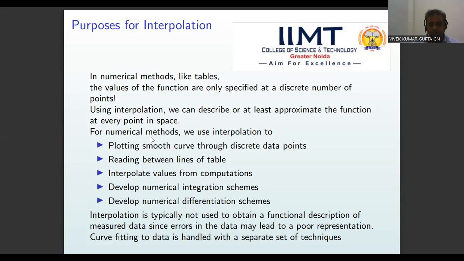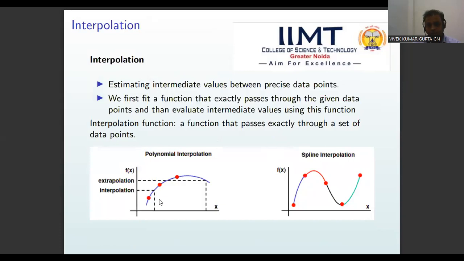So that is the purpose of interpolation in numerical methods. We can use interpolation to plot a smooth curve through the given discrete data points. Here we can see that in the interval there are 3 points given, represented by the red dots, and we have approximated a polynomial curve. This approximation can give the value of the data between the red points. That is defined as interpolation.